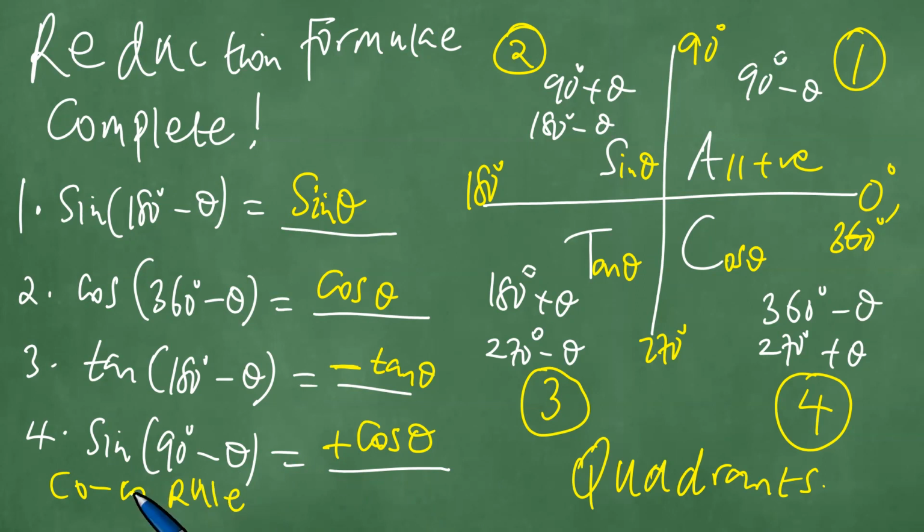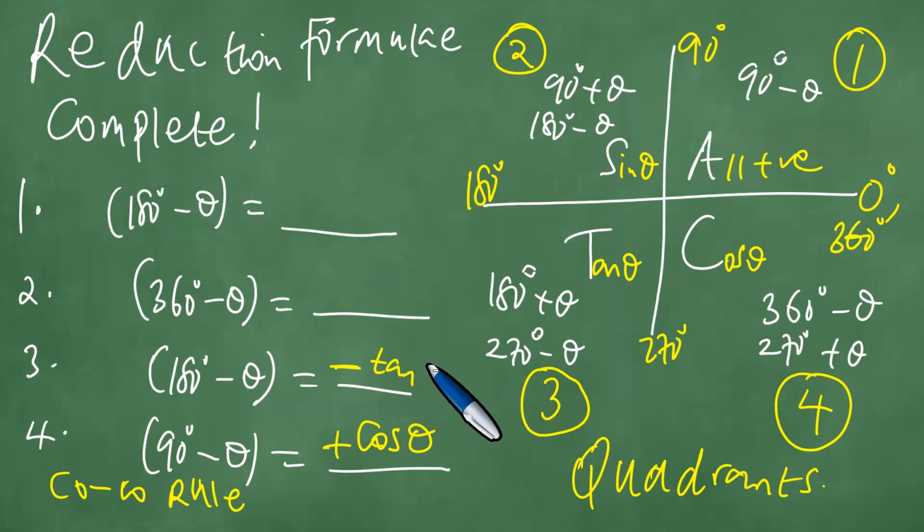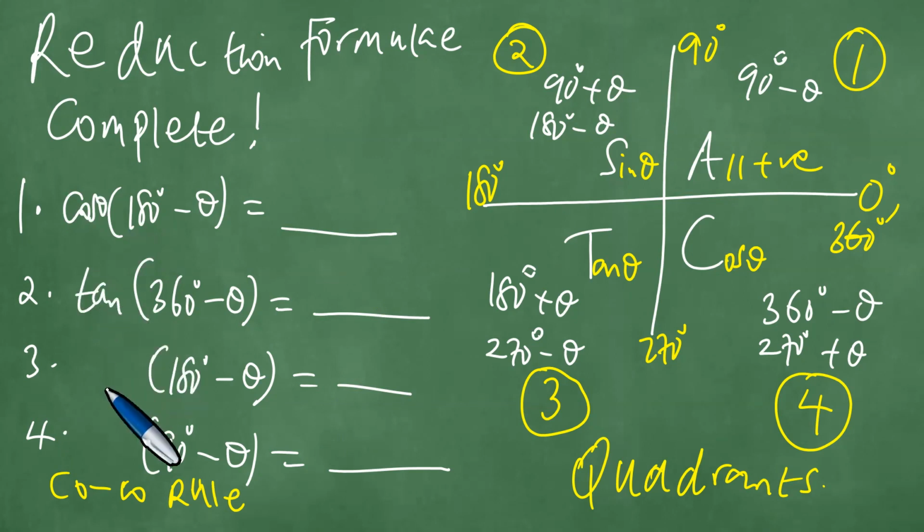Okay, let us practice a little bit more. Now we're going to make changes here. Let me put cosine here, and I'm also going to change the results here. Now I'm going to put cosine here, tan here, and cosine here. Okay, this one, the first one.